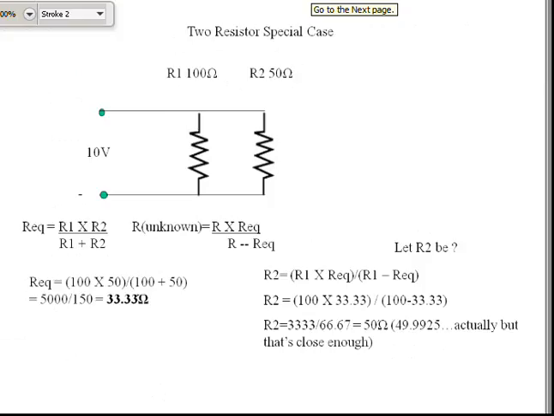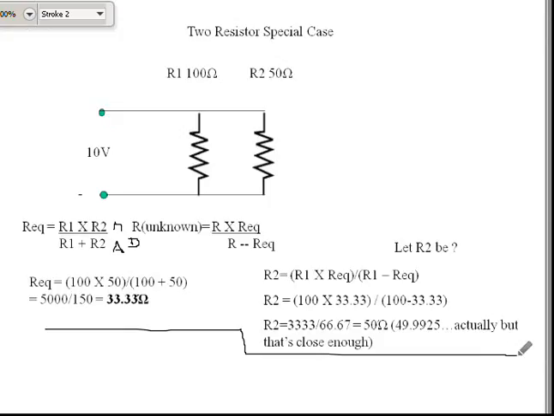Alright, the two resistor special case, once again, you multiply, add, and then divide. So R1 times R2 over R1 plus R2. Once again, I'm going to leave you this PowerPoint in the instructor notes. You can download it yourself and play with it all day long. But here at least you have numbers to actually work through.